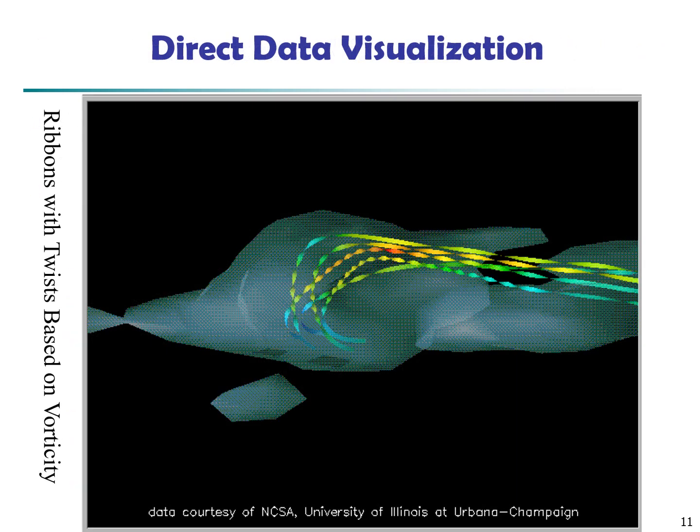So this is an example of a direct data visualization, showing some ribbons with twists on them. And it is based on vorticity, which means twisters, the air moving in spirals. So this is not actually representing air, it's representing data, showing data in this form. So this is actually a data visualization technique.